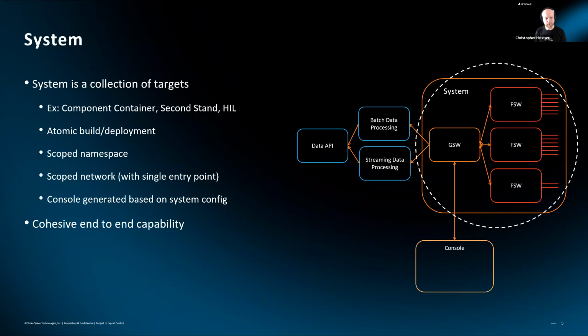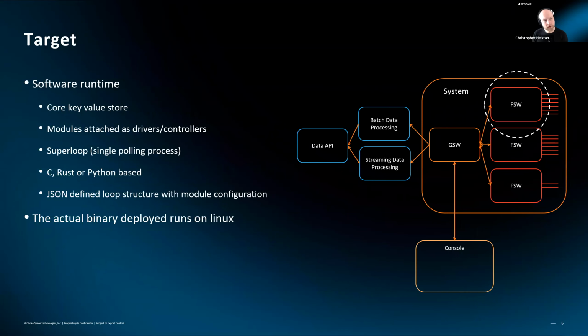A system delivers an end-to-end capability with a handful of targets. So targets are the software runtime. Think about each one of these as a piece of hardware where flight software or ground software is running on. It is basically a key value store with a bunch of modules attached. You have a super loop that is running input, process, output. The super loop is C, Rust, or Python based. And we have a JSON file that defines everything.